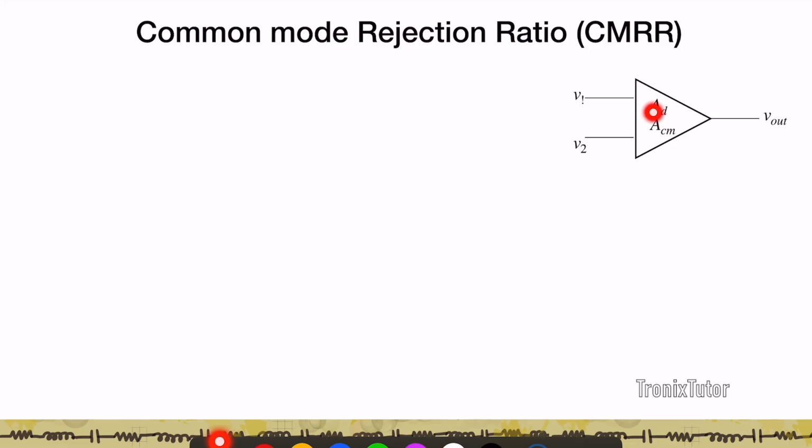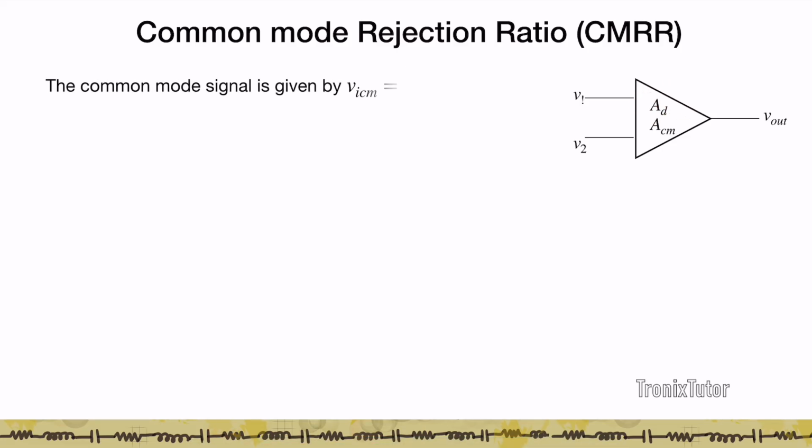To find the differential mode gain, I will apply a differential voltage between V1 and V2 and measure Vout. The ratio of the differential output to the differential input is the differential gain of the amplifier. So if you look at any generic differential amplifier, if I had two signals V1 and V2 applied, then the common mode signal can be thought of as the average of the two signals.